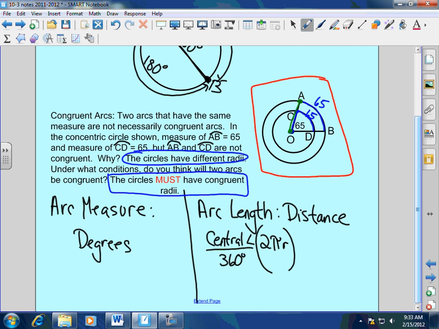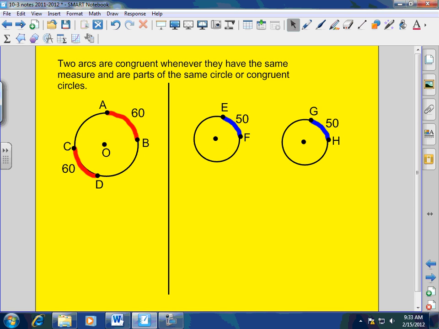If I have arcs in the same circle with the same arc measure, then they're going to be congruent. If I have arcs from two different congruent circles with the same arc measure, then they're going to have the same arc length as well, and they're going to be congruent because they share the same radii. Does that make sense? Everybody? Okay.